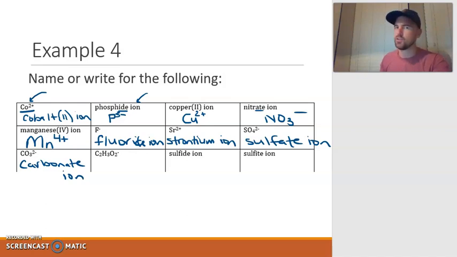C2H3O2-. Some students are tempted to get all weird with the namings. Dicarbon... If it starts to get weird, that should indicate, maybe this is a polyatomic ion. And it is. It's acetate.